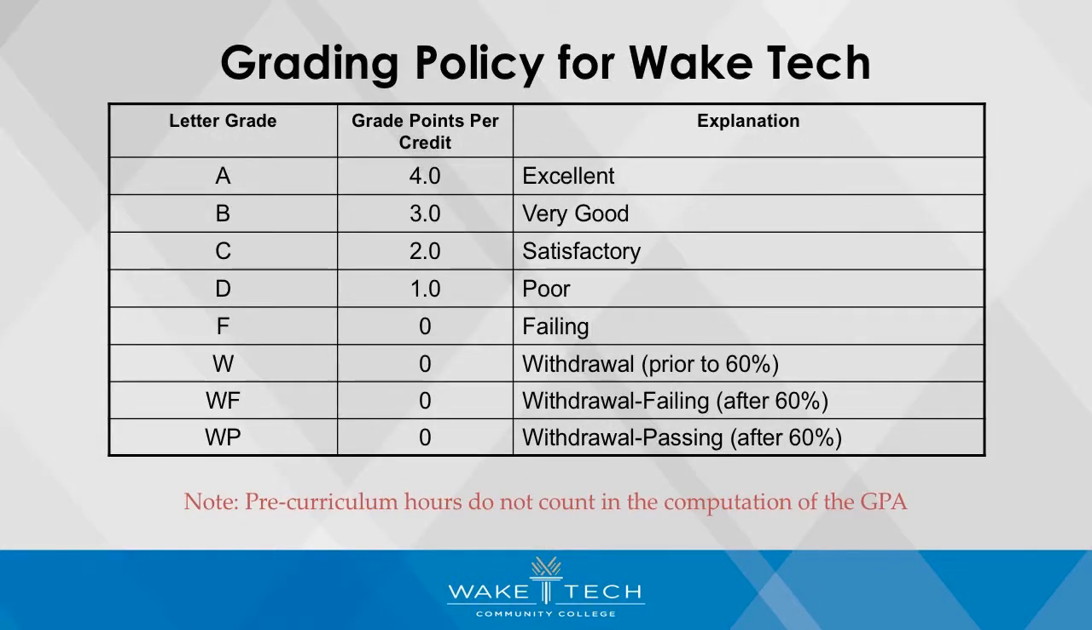So this is the grading policy for Wake Tech. As you can see, each letter grade is assigned a number. The A gives you 4 grade points, B will give you 3, C will give you 2, D is 1, F is 0, a W is 0 as well, a WF is 0 grade points, and a WP is also 0 grade points. Something important to note is that pre-curriculum grades like Math 003, English 002, and Chem 090 are not factored into your GPA because they're pre-curriculum.